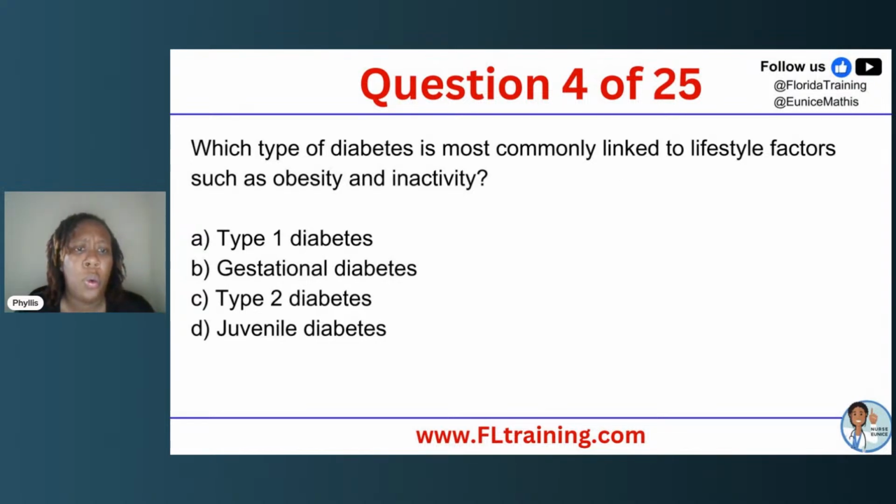Which type of diabetes is most commonly linked to lifestyle factors such as obesity and inactivity? Is it A, type 1 diabetes, B, gestational diabetes, C, type 2 diabetes, D, juvenile diabetes? Let's drop those answers in the chat.